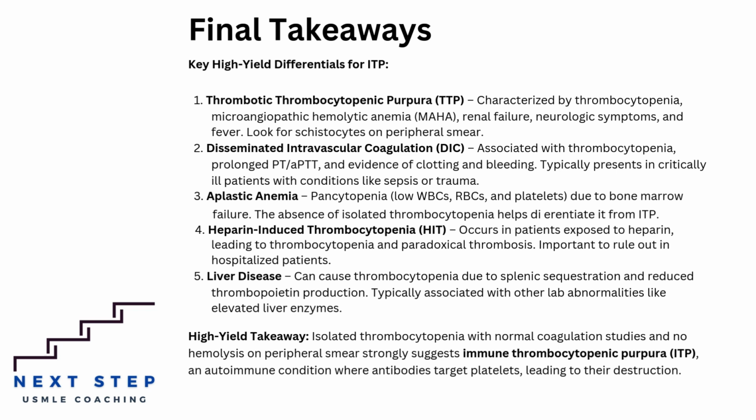And then you have liver disease. Now, liver disease itself can cause thrombocytopenia. It can also cause a vitamin K deficiency. All right. So your high-yield takeaway here is that isolated thrombocytopenia with otherwise normal coagulation studies and no hemolysis on peripheral smear strongly suggests immune thrombocytopenic purpura. All right. Immune thrombocytopenic purpura.